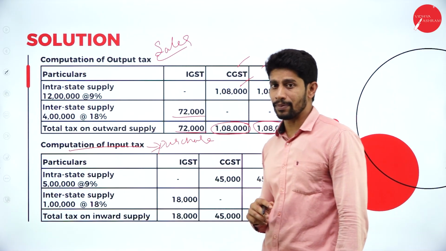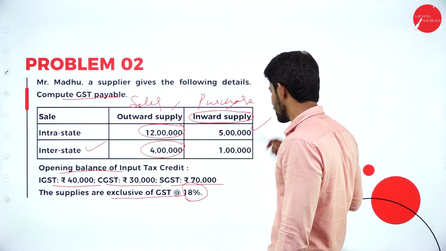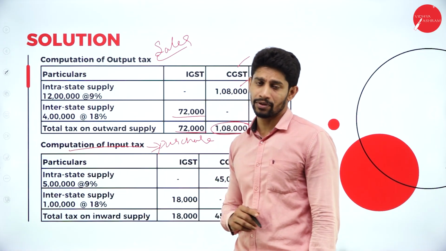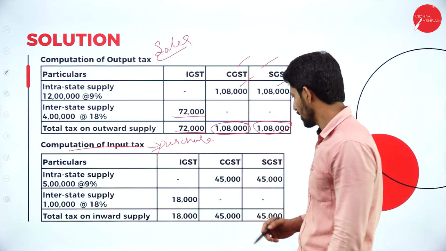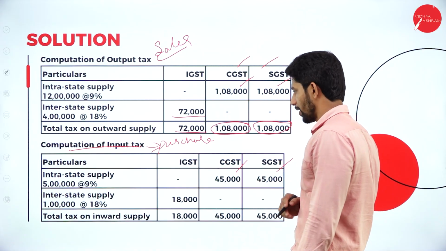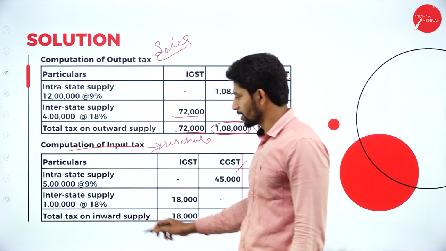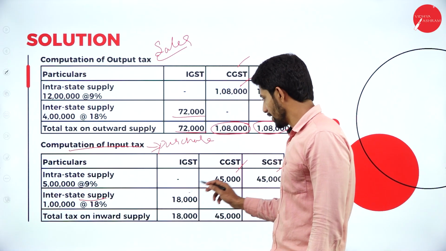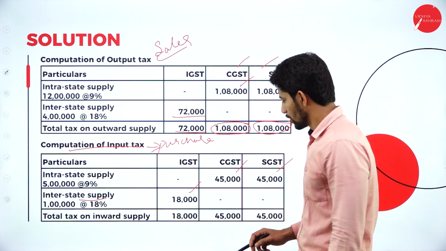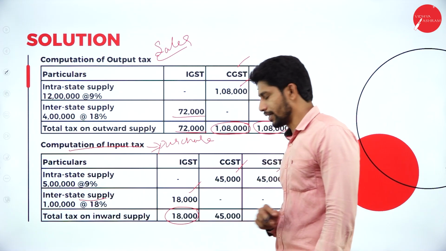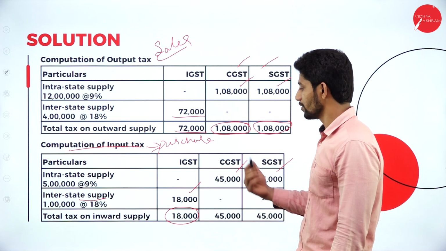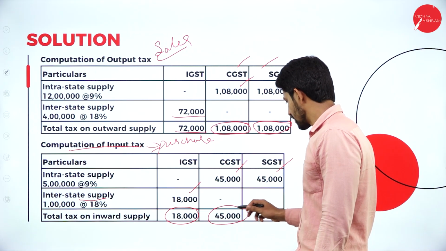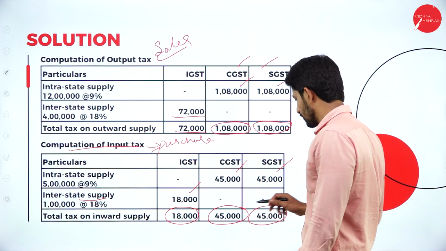Intrastate supply: what is the value we have here? Yes, it is 5 lakh rupees. So 5 lakh at 9% each for CGST and SGST, you will get 45,000 and 45,000. Next, interstate is rupees 1 lakh at the rate of 18%, so you will get 18,000 rupees of IGST. So the total tax you already paid on inward supply is 18,000 under IGST, 45,000 under CGST and 45,000 under SGST.